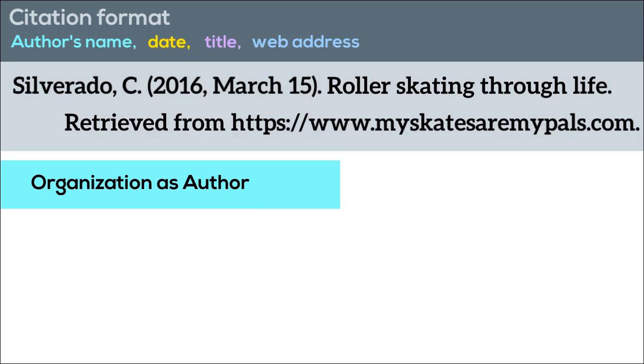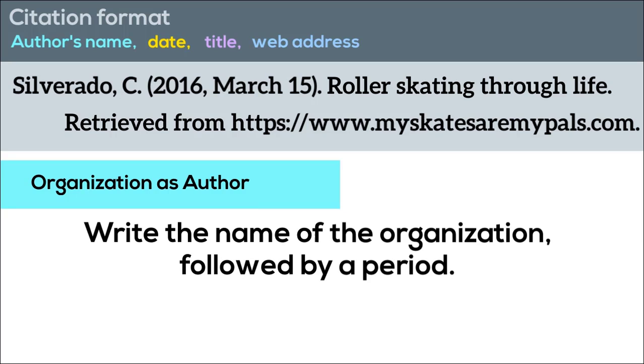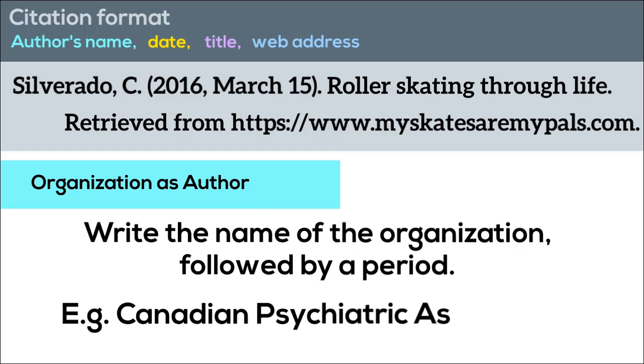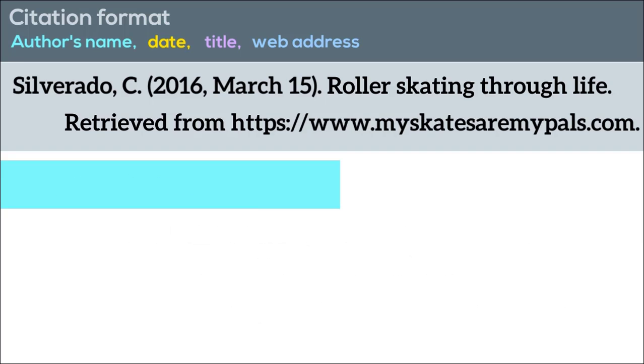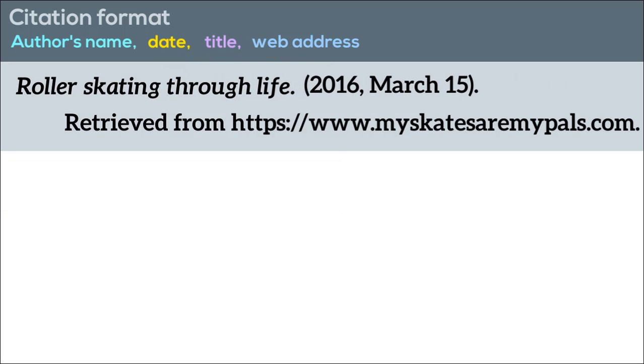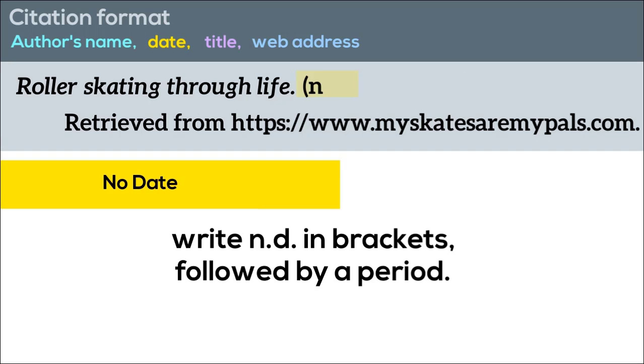Sometimes the author of a website might be an organization rather than a person. If that is the case, write the name of the organization followed by a period. For example, Canadian Psychiatric Association, period. If there is no author, just move the title up to the beginning of the citation. If there is no date of publication, instead write N period D period in brackets followed by a period.